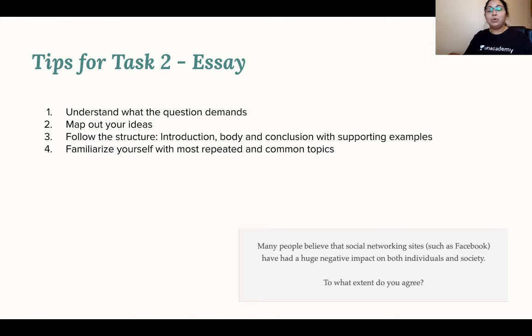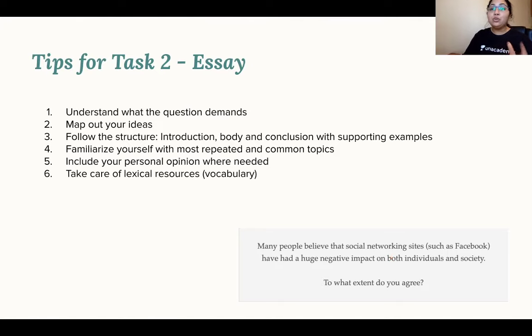Familiarize yourself with most repeated and common topics. Again, we have all that practice in the Plus sessions. Include your personal opinion where needed. Usually, I would advise adding this in the conclusion. And if you have to know how to draft it properly, it's in my Plus. Take care of lexical resources, vocabulary. Again, that's a band descriptor. So we also have a list of vocabulary that we do for each of these topics in the Plus session, in case you don't know.